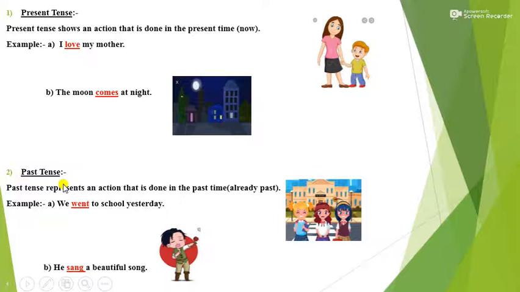Second, past tense. Past tense represents an action that is done in the past time. The action is already finished. It is done in the past time. Example number A: We went to school yesterday. Number B: He sang a beautiful song. The actions going and singing a song are already finished in the past tense.